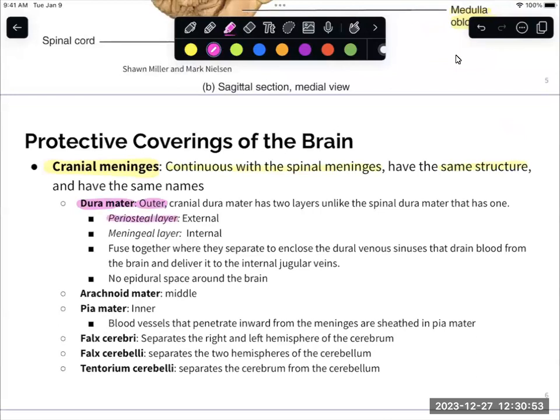We have a periosteal layer and a meningeal layer. One that's attached directly to the skull, and then one that is more inner. There is no epidural space in the brain like there is in the spinal meninges. The arachnoid mater is still the middle. And then we have the pia mater, which is the inner layer. Again, we still have blood vessels in there.